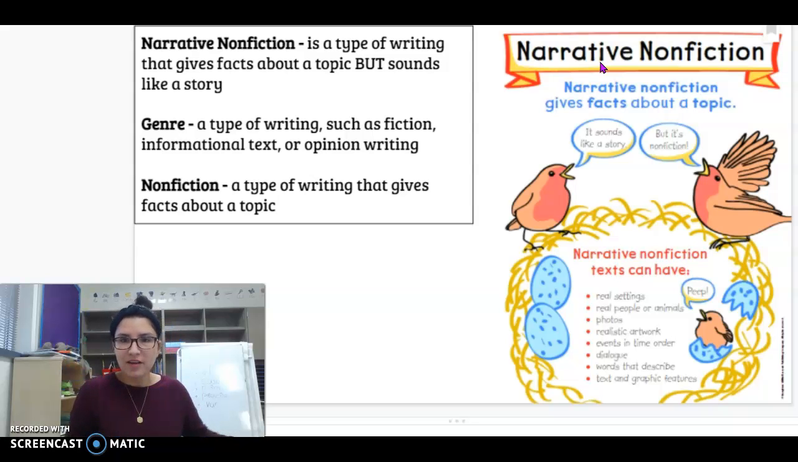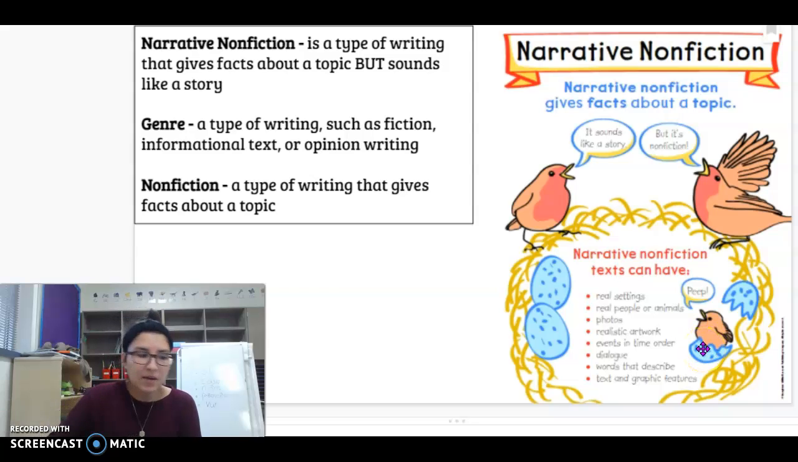So I'm going to go over this little poster right here. Narrative nonfiction gives facts about a topic. Topic can be about things or a person. It sounds like a story, but it's nonfiction, meaning you're going to learn some real information. Narrative nonfiction text can have real settings, real people or animals, photos, realistic artwork, meaning it's a drawing, but it looks realistic. It looks real.